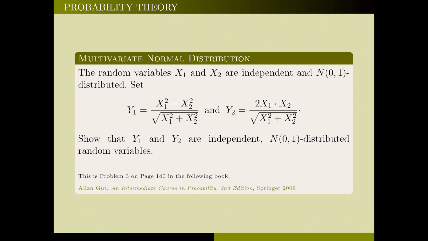Set y sub 1 equals x sub 1 squared minus x sub 2 squared all over the square root of x sub 1 squared plus x sub 2 squared, and y sub 2 equals 2 times x1 times x2 all over the square root of x sub 1 squared plus x sub 2 squared. Show that y1 and y2 are independent, N(0,1) distributed random variables.